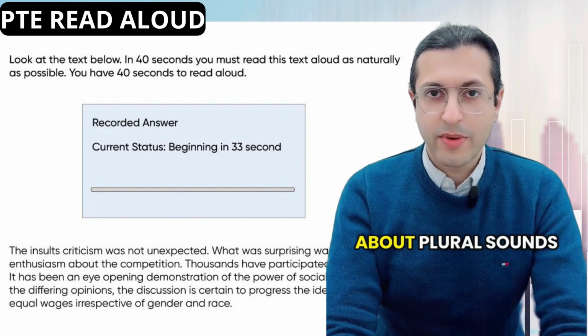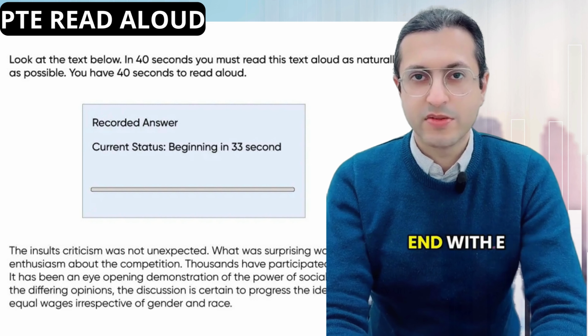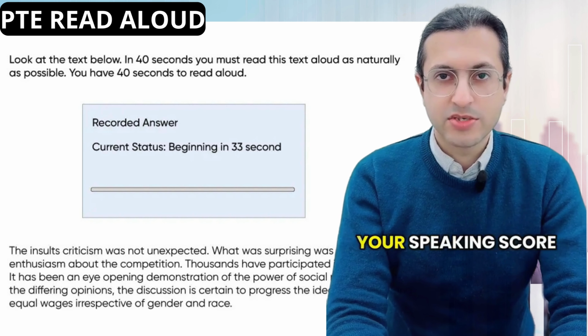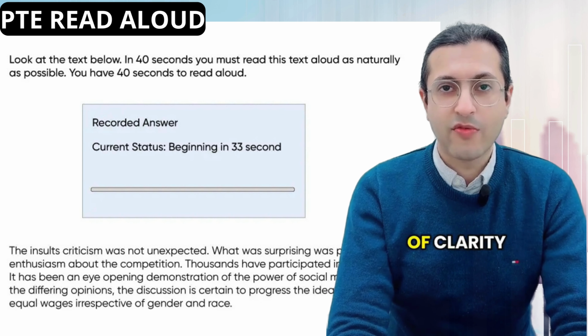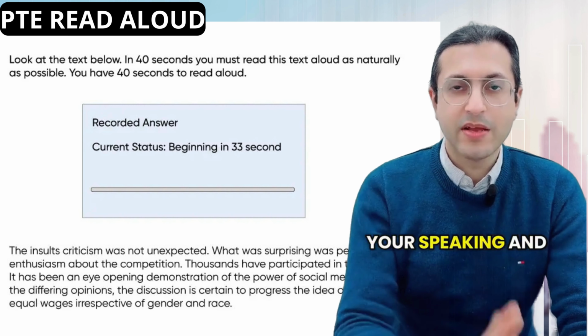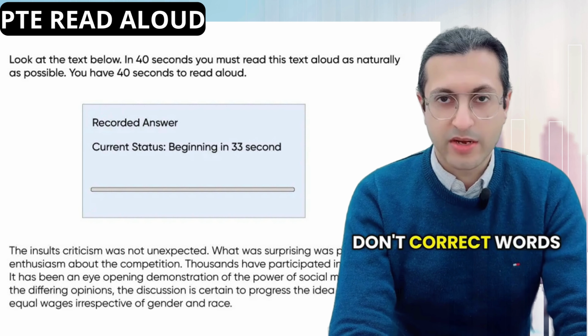Be extra careful about plural sounds which end with S or ES. Also words which end with ED, try to pronounce them clearly. Don't rush, otherwise your speaking score might be still 90 but your reading score might be a bit low due to lack of clarity. So take a normal speed in your speaking in Read Aloud, and don't skip words, and if you make a mistake, don't correct words as well.